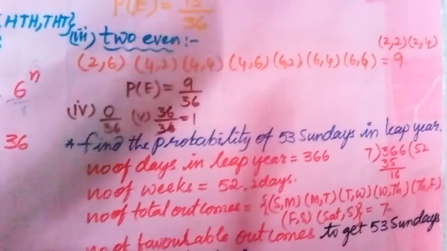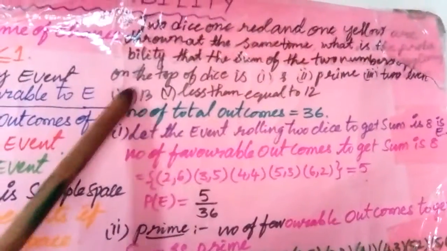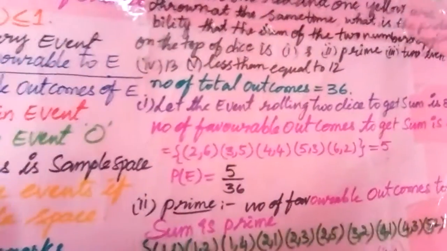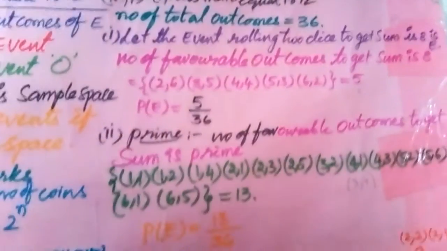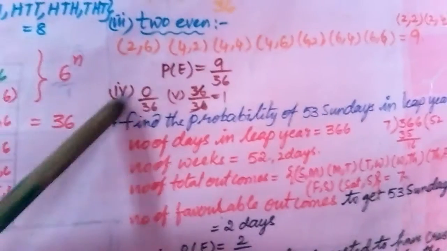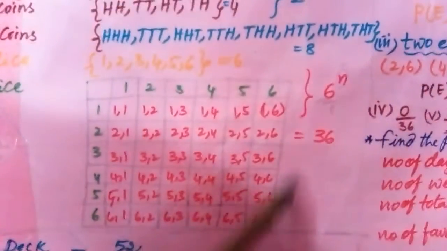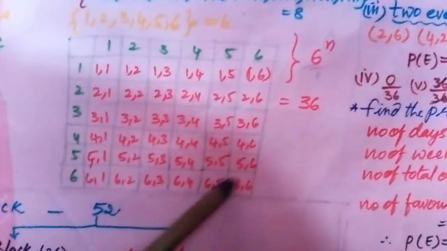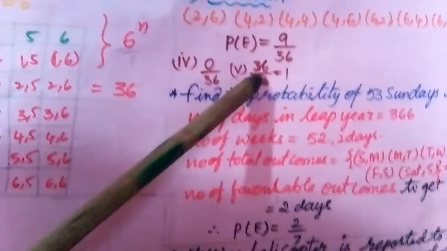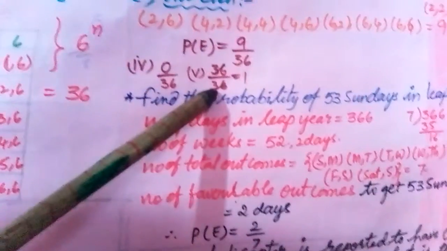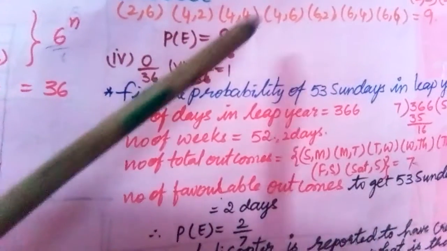Okay. Next, the fourth one is getting a sum of two dice as 13. It is impossible because 6 plus 6 is 12. Therefore, the favorable outcomes are 0 and the total outcomes are 36. 0 by anything is 0. Next one is less than or equal to 12. So here, when you observe the tabular form, all values are less than or equal to 12. So total favorable outcomes are 36 and the number of total outcomes is also 36. 36 by 36 equals 1. Okay.